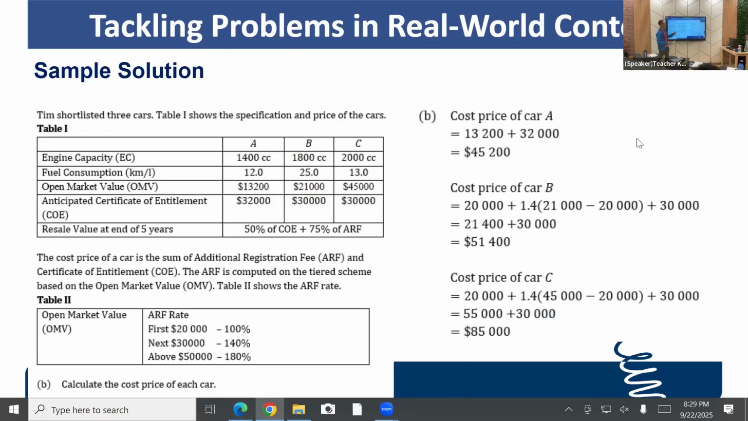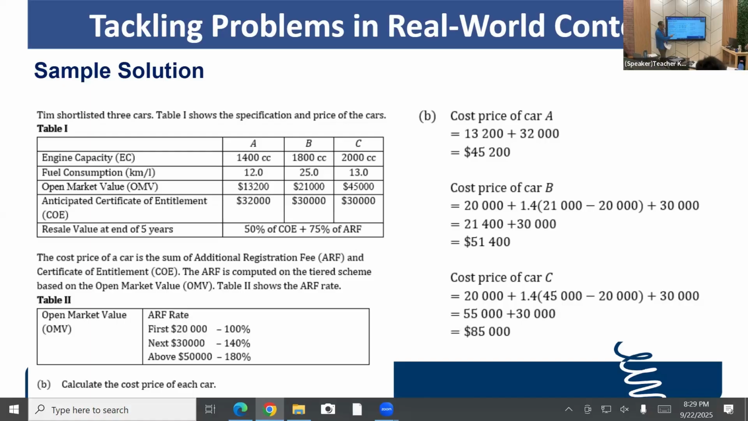Okay, so basically, these are the three answers. The cost price of car A is going to give me 45,200 only, right? Because the OMV is 13,200, which is within the first 20,000. So you just have to use the 13,200, with no need to add anything other than the COE. So that's where you get 45,200. For car B, we have already calculated. And for car C, like what was mentioned, it's 85,000.